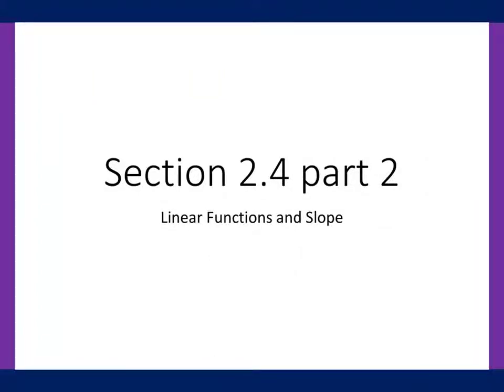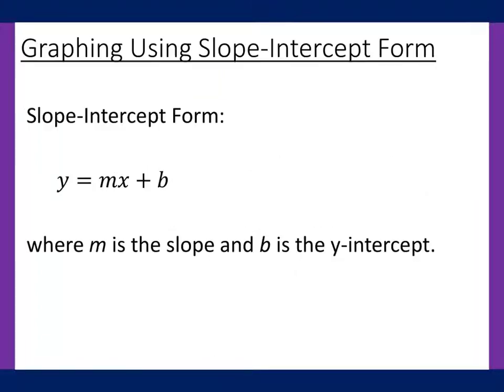2.4 Part 2, Linear Functions and Slope. So in this part of the section, we're going to look at graphing using slope-intercept form, which we should be really familiar with. Slope-intercept form is y equals mx plus b, where m is the slope and b is the y-intercept. Last time we talked about what slope is, and we also talked about what the y-intercept is. The y-intercept, remember, is where the graph goes through the y-axis.